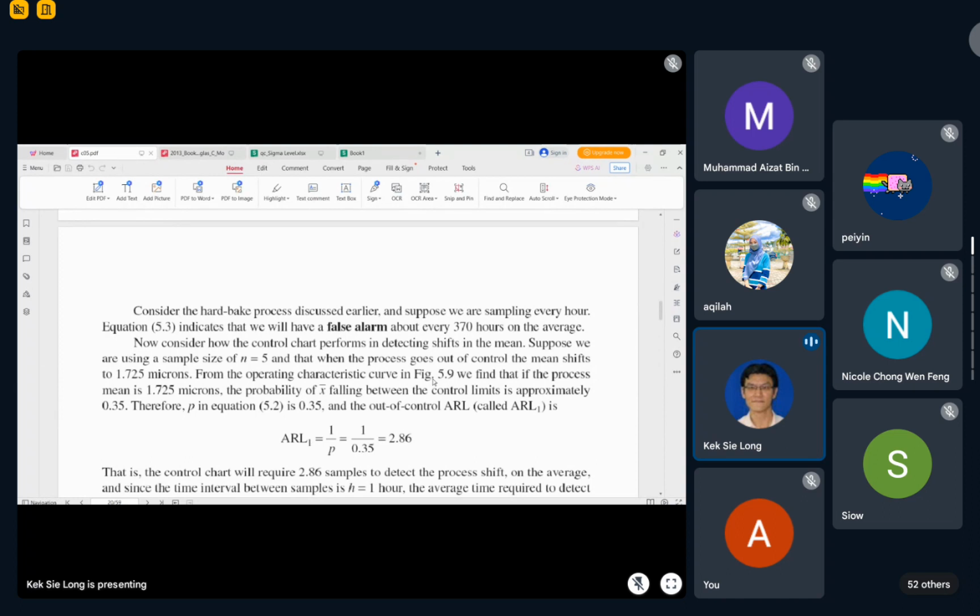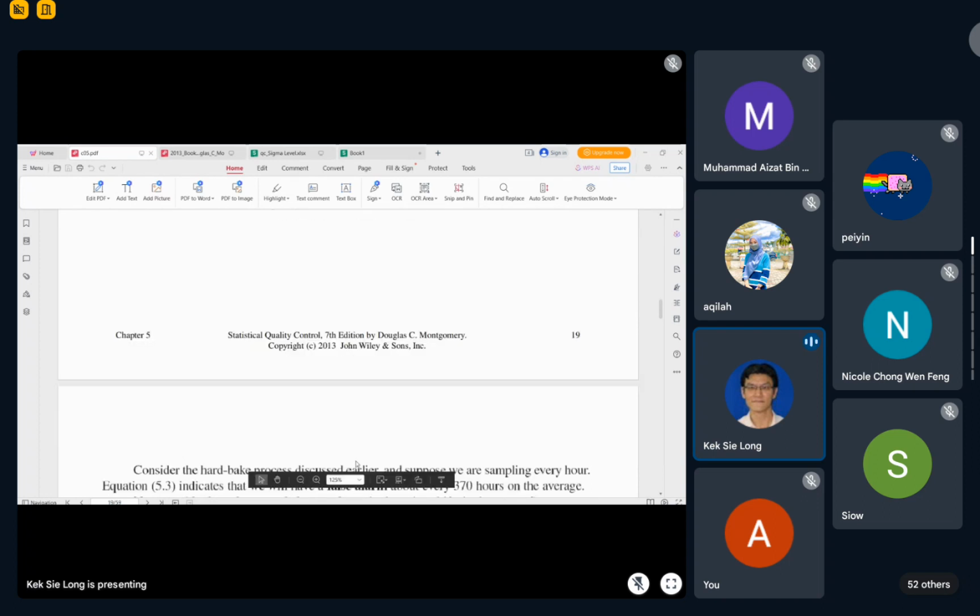So you see the formula for ARL, and the formula for ARL1. The same, right? 1 over P. But the P value, or the probability, the meaning of P might be a little bit different, right? Do you see any difference? Have different or do not have any difference? Probability of X bar falling between the control limit. So this is P, right? P equal to 0.35. But just now we also have mentioned P.